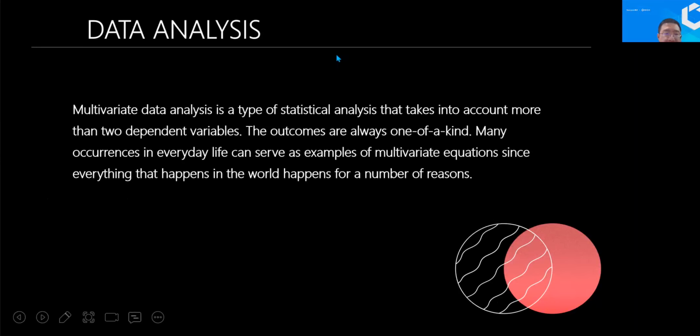So let's talk about the data analysis. The multivariate data analysis is the type of statistical analysis that takes into account more than two independent variables. The outcomes are always one of a kind. Many occurrences in everyday life can serve as an example of multivariate equations, since everything that happens in the world happens for a number of reasons.